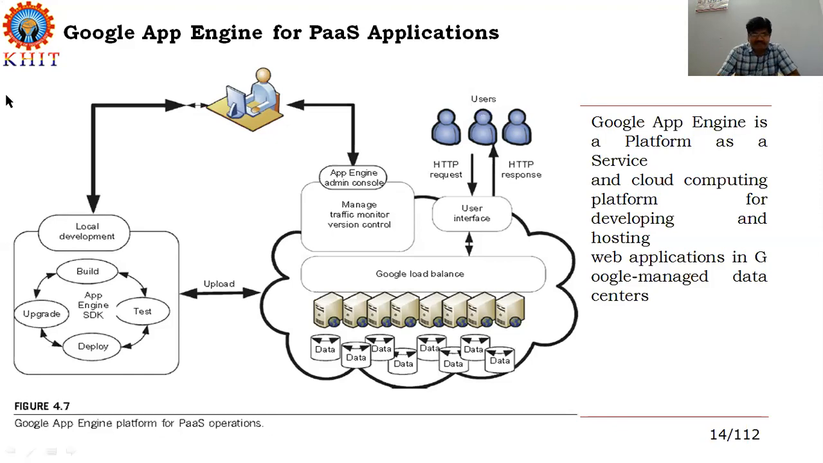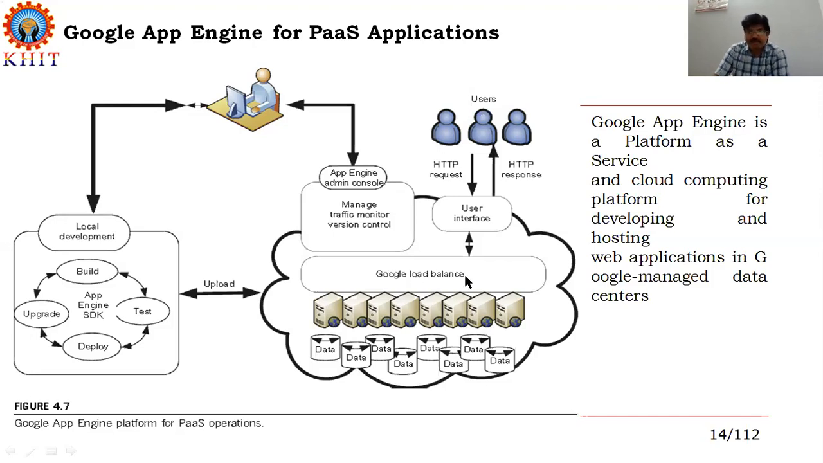Consider the graph here: the Google App Engine is a cloud. What does the cloud have internally? The cloud has a set of servers, or a set of computers which are interconnected together, and a collection of databases or data centers placed here in the cloud. And we also use one tool called a load balancer. On top of the data and servers we place one tool called Google load balancing.